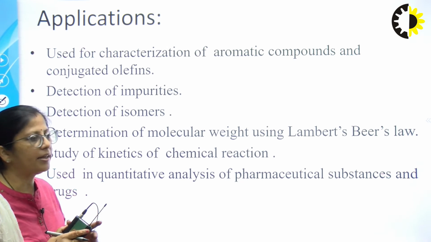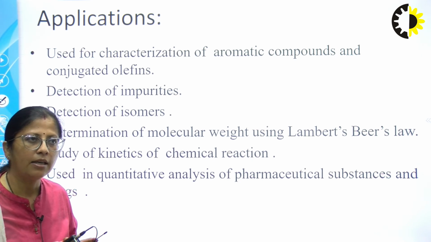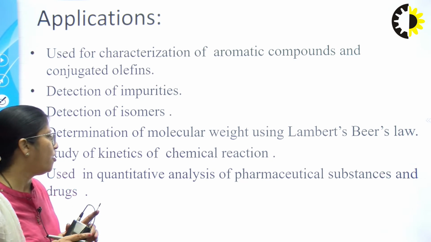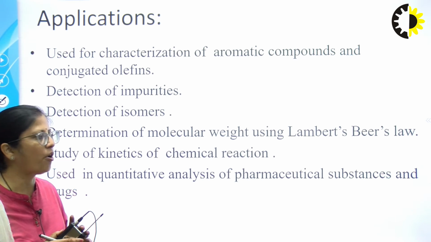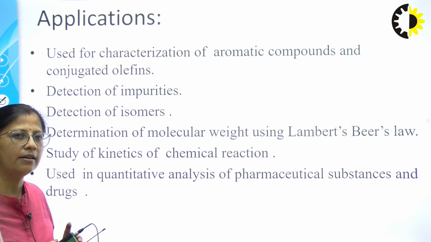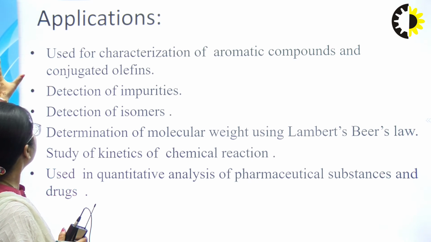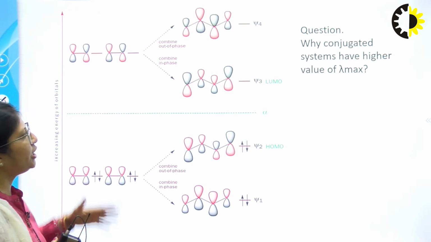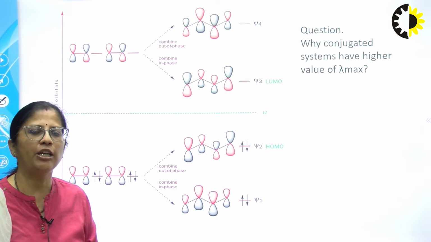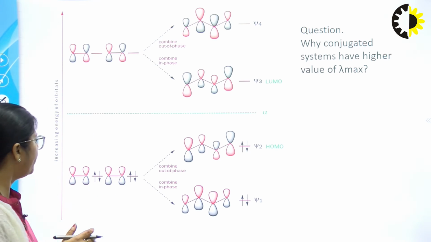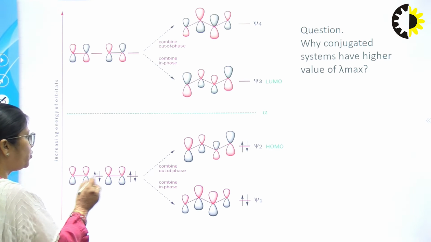Again, study of kinetics of chemical reactions can be done, and it can also be utilized for the quantitative analysis of pharmaceutical substances and drugs. Next, why do conjugated systems have a higher value of lambda max? Here you can see that there are 2 double bonds.